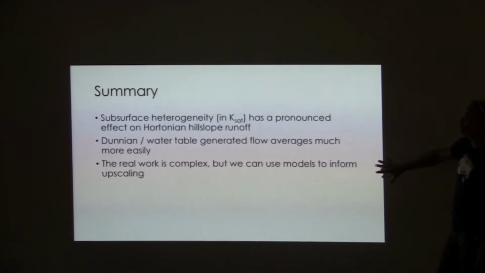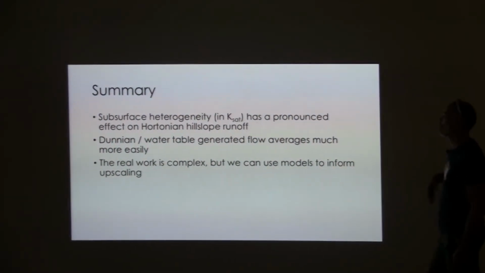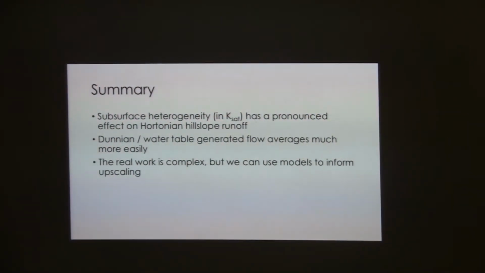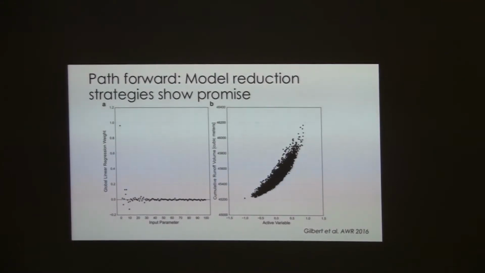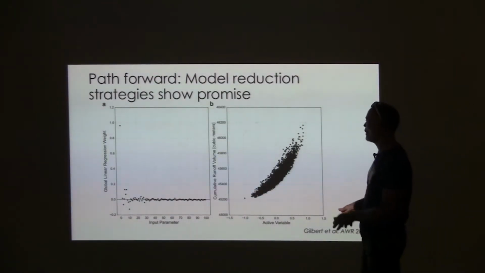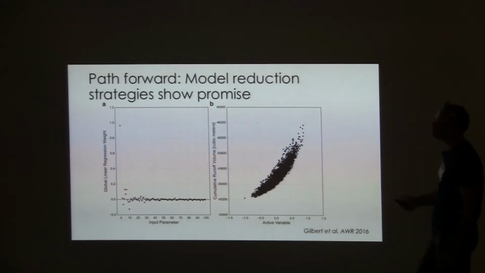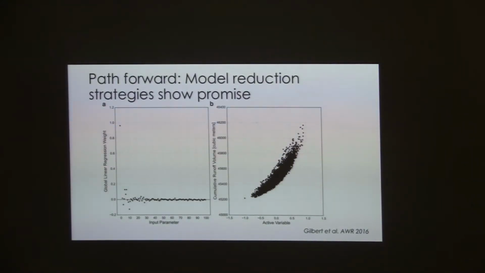And of course, the real world's complex. We can use models to inform upscaling, and we can think about paths forward. This is some work that used KL expansion. So we have each of the nodes, and this is a 4,000 realization.